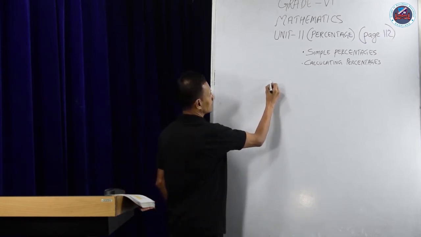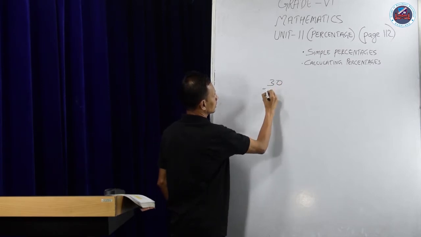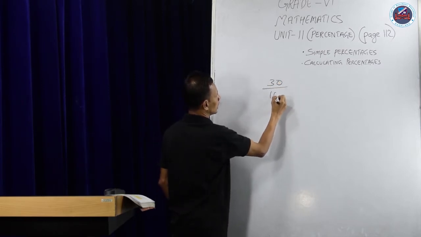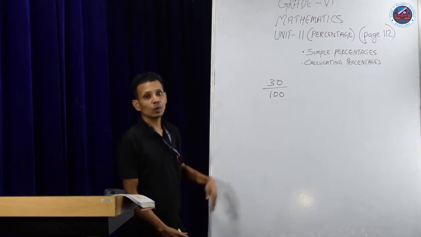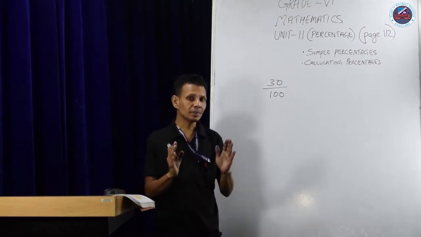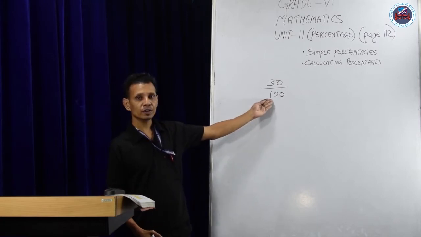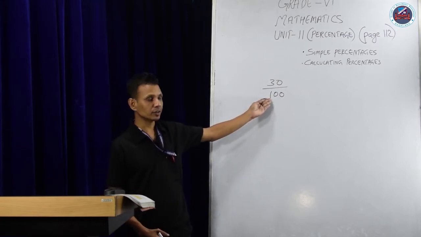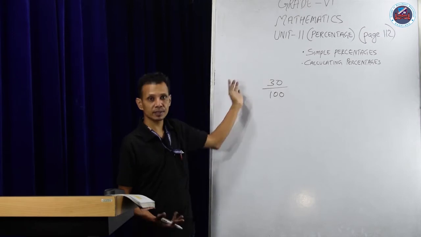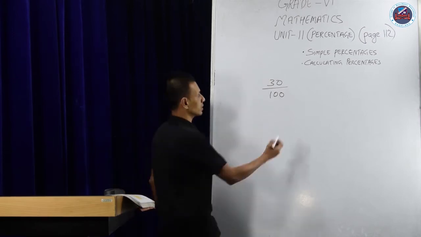Let's take here 30 upon 100. Now what percent is it? Percent means out of 100. Is it clear? So out of 100. It's out of 100. So it is 30%. The answer is 30%.